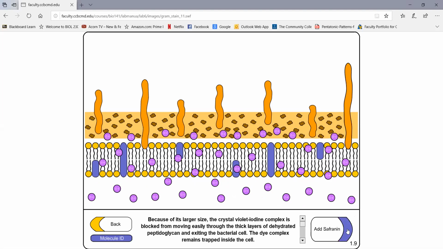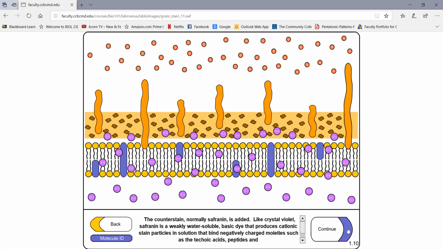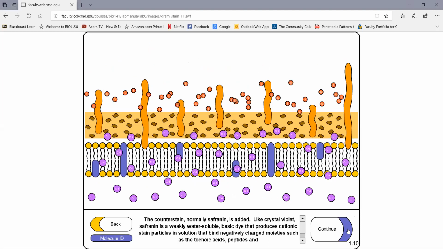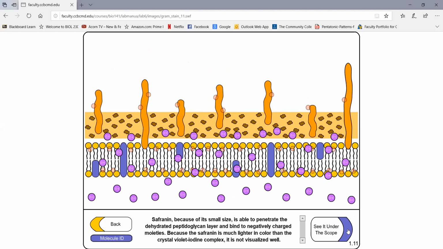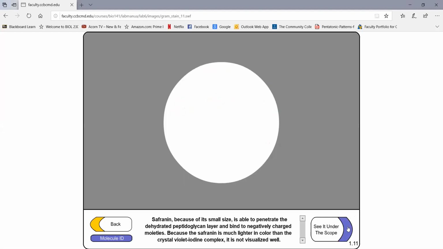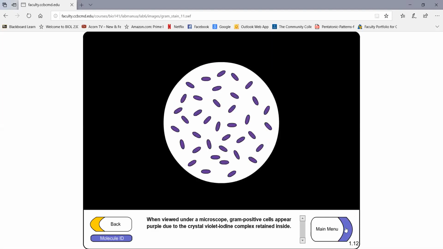When we finally add safranin in the final step, although the safranin enters the bacterium, the pink is much more obvious than the purple. The pink doesn't really appear, and the gram-positive still look purple when we're done. So when we're all done and look at it under the microscope, the gram-positive bacteria will appear purple.